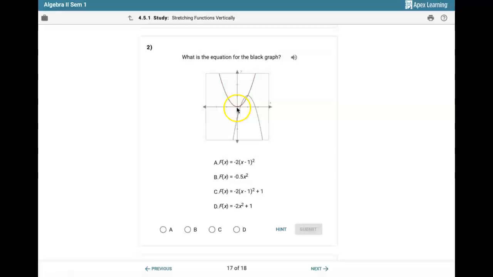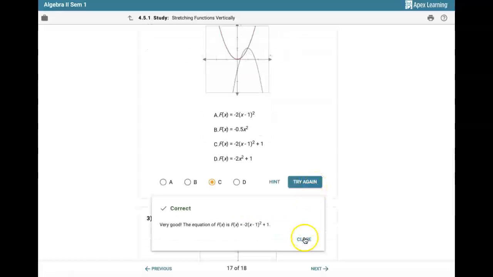Then the next thing you could have noticed was, well, the whole graph got shifted up by 1. So we're going to add 1 to the outside of our equation. So immediately we're at C or we're at D. All right, and then finally here the graph got shifted 1 to the right. So instead of having normal x squared, we're going to have x minus 1 squared. So by process of elimination, our final answer should be C there.